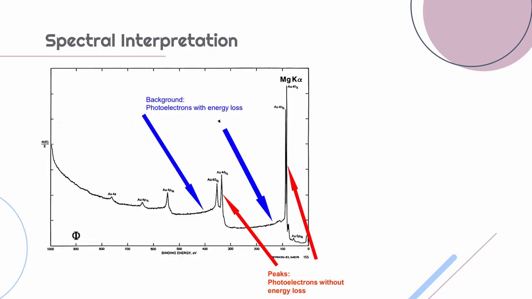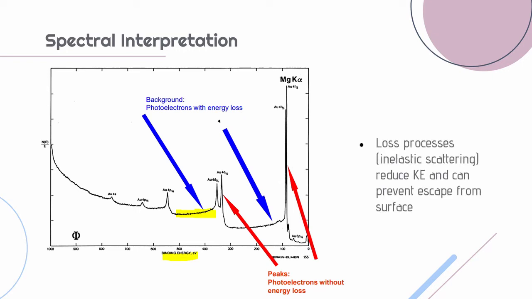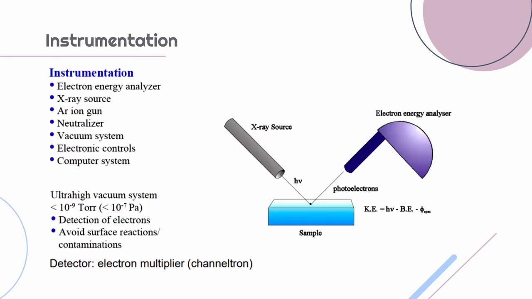This spectrum shows the relation between binding energy and intensity. In this part of the spectrum, it indicates the photoelectrons with energy loss. And this energy loss can be due to inelastic scattering, and this can reduce the kinetic energy and can prevent electrons from escaping from the surface. And these peaks indicate photoelectrons without energy loss. This is the instrumentation or the setup required for an X-ray spectroscopy.